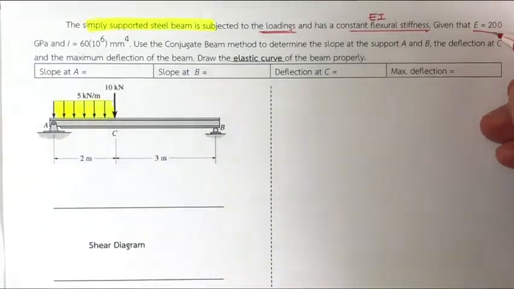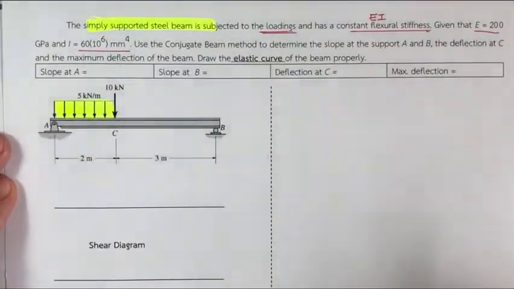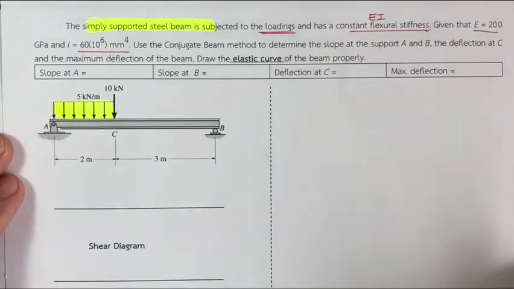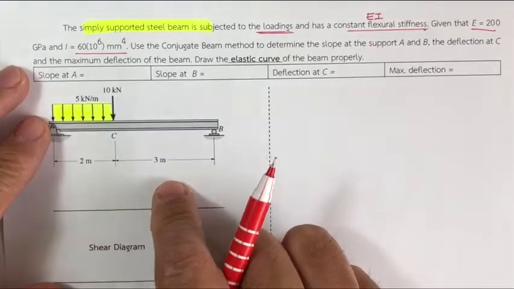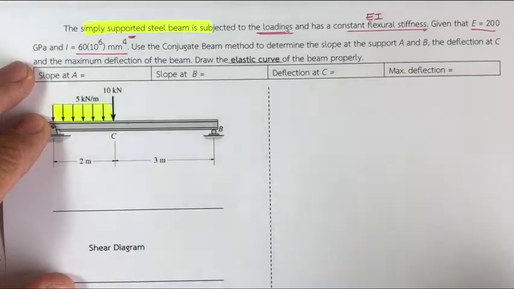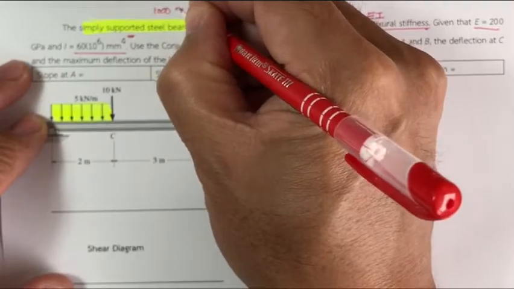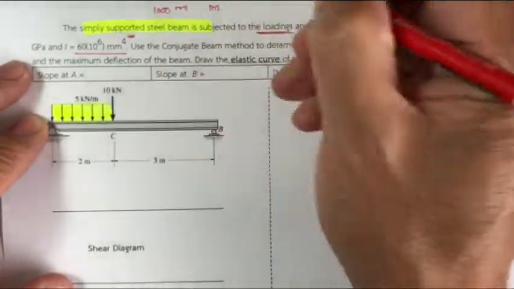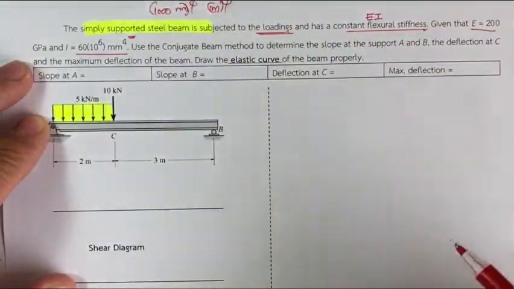And the beam is steel, so E is 200 gigapascal, and I is 60 times 10 power 6 millimeter power 4. You may notice most of the time we use meters, so you have to convert I from millimeter power 4 to meter power 4. You know that 1000 millimeter is equal to 1 meter. If you power 4 it, you have to power 4 this also. So what is it going to be?